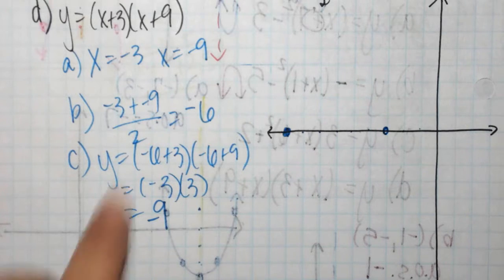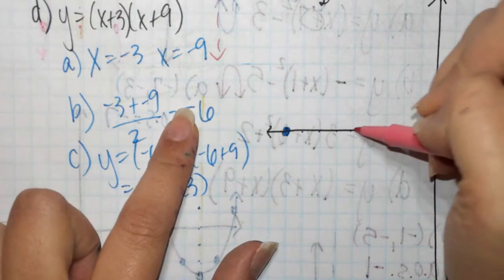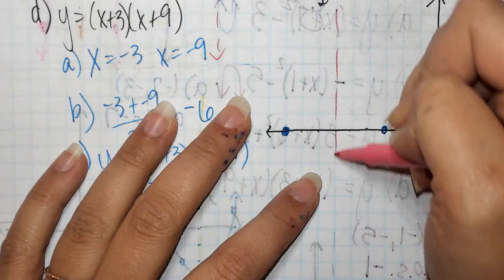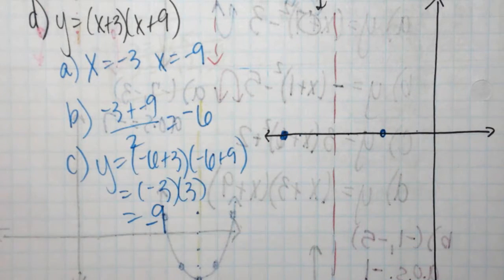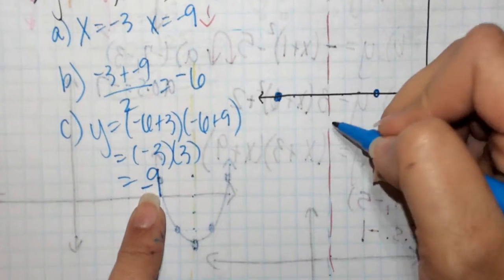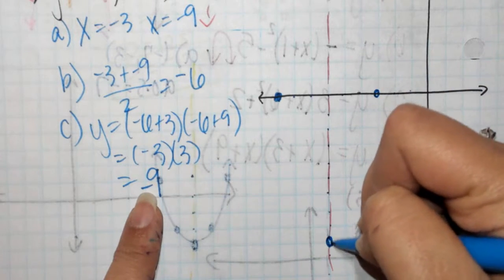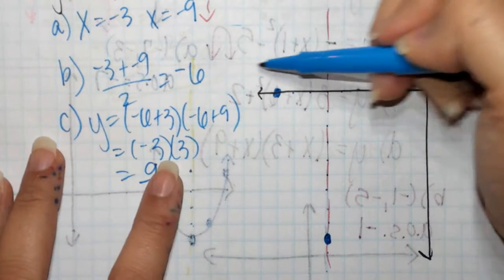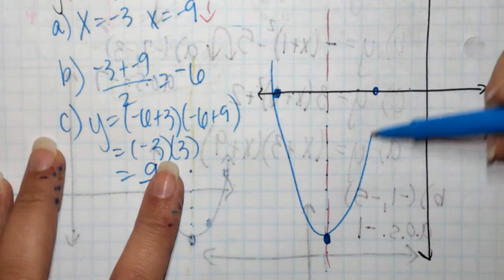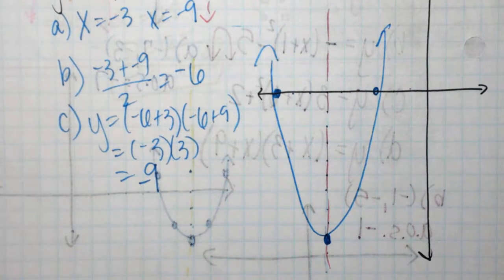Alright, so my axis of symmetry is at negative 6. 3, 4, 5, 6. And then you have to go down 9. 1, 2, 3, 4. And then you just connect them, right? Who got that problem totally right?